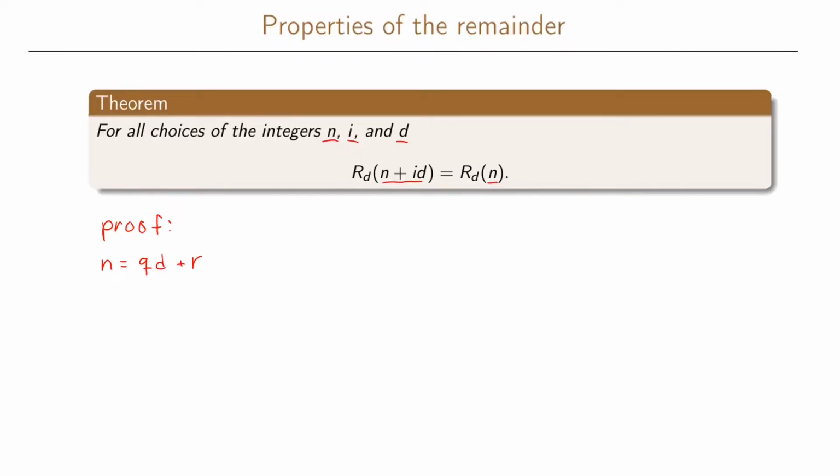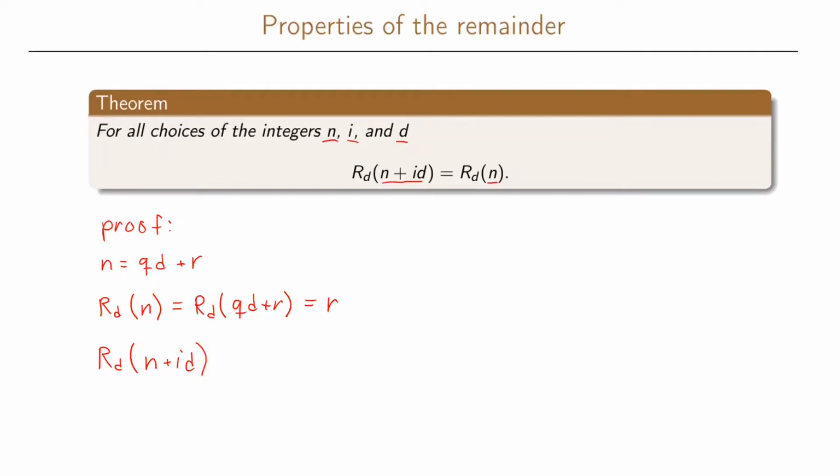So if we start with the right hand side, we can write this as the remainder when we divide n by d. We can write this as the remainder when we divide qd plus r by d, and this by definition is r. Looking at the left hand side, we can expand this as well.